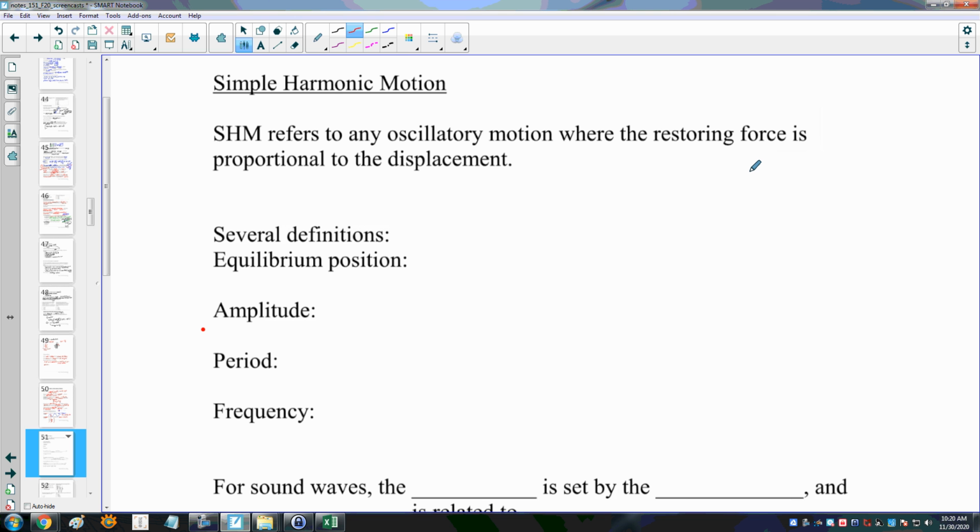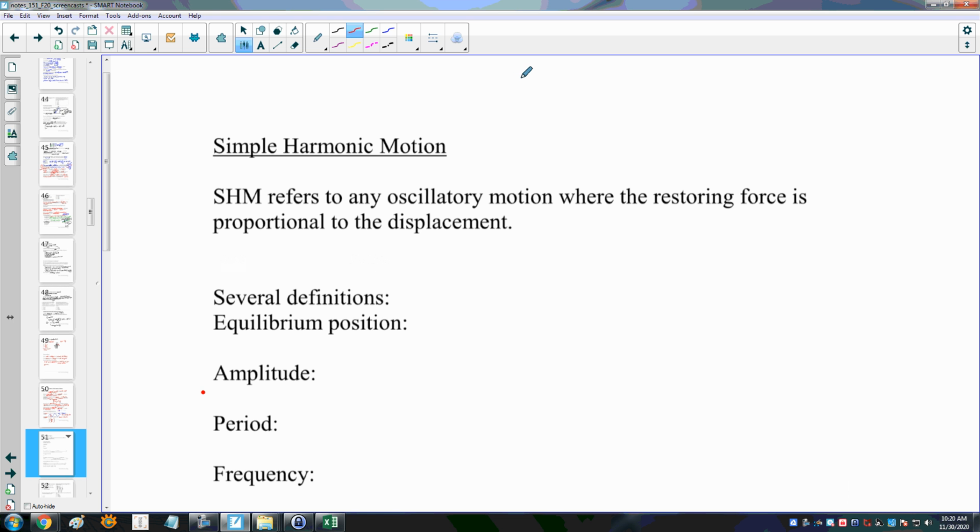The motion of waves is called simple harmonic motion, and simple harmonic motion refers to any oscillatory motion where the restoring force is proportional to the displacement. I don't know that we've seen this yet, but let's take, for example, a spring. If I have a spring, the spring exerts a force on the mass, and that force is given by some spring constant times the displacement.